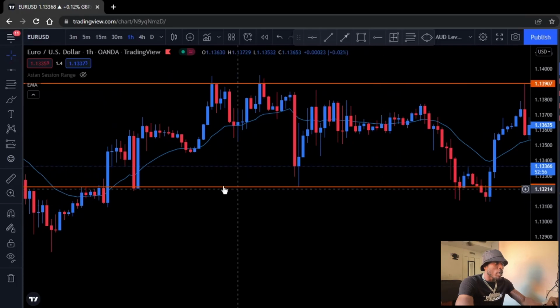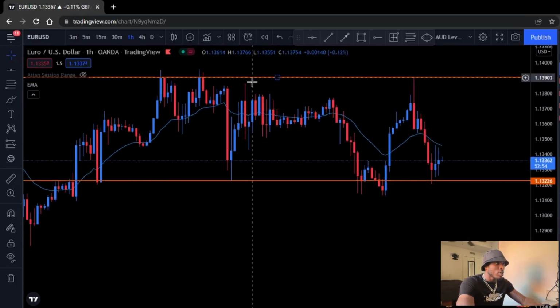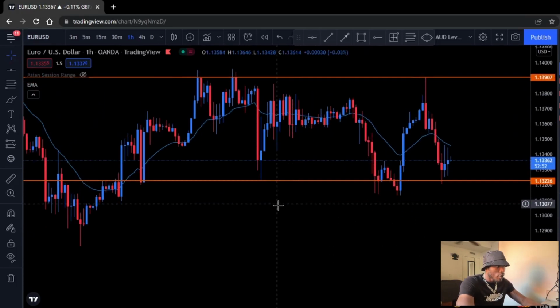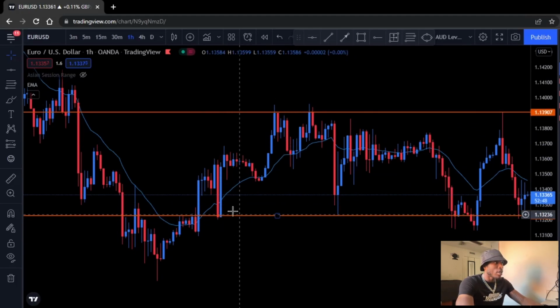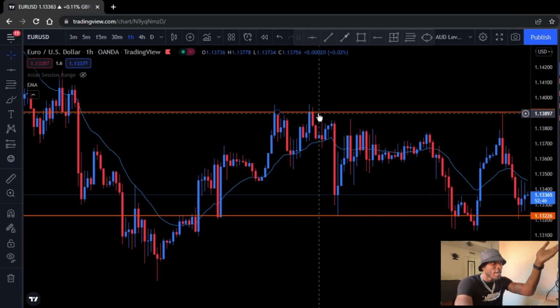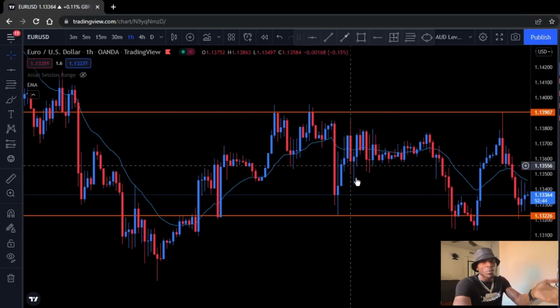If you're in a ranging market, if you see the market consolidating, ranging, whatever you want to call it, mark your zones, wait for the two extremes. So it gets down here, get in here. If it goes high, sell high. If it goes low, buy low, you know.